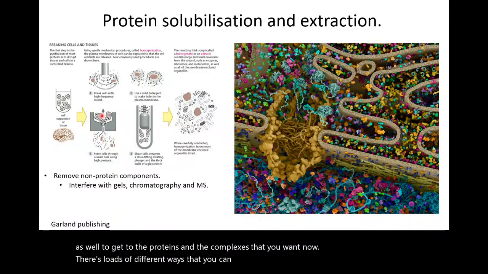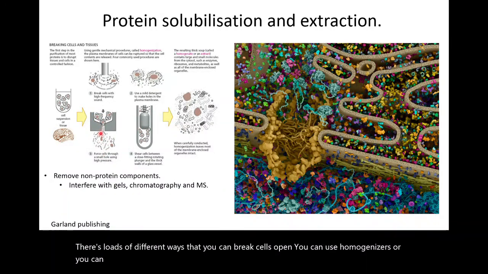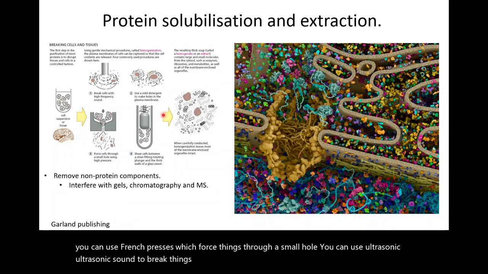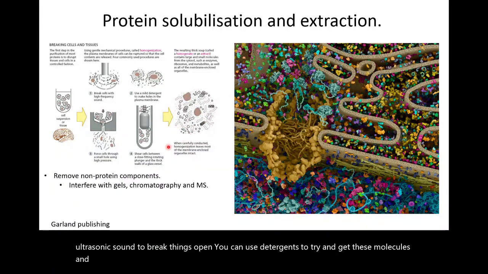You can use homogenizers, or you can use French presses, which force things through a small hole. You can use ultrasonic sound to break things open. You can use detergents to try and get these molecules and organelles free to be able to extract the protein out of them.